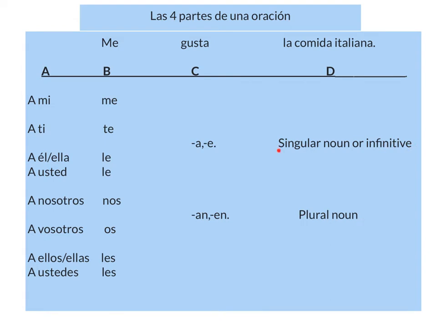And if you have a singular noun or an infinitive, you have to use the él, ella, usted conjugation, the 3rd person singular conjugation, even if the person who loves it is me, or you, or us, or you all, or them. If you have a singular noun or an infinitive at the end of your sentence, you will use the singular conjugation.